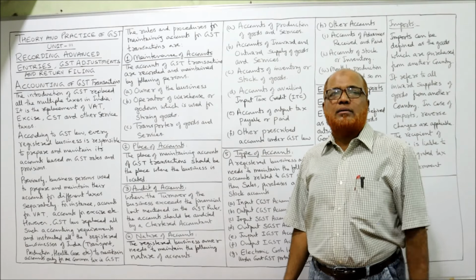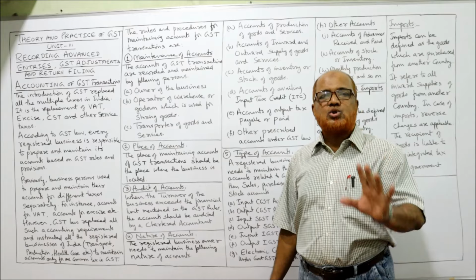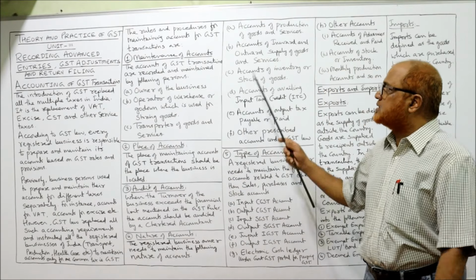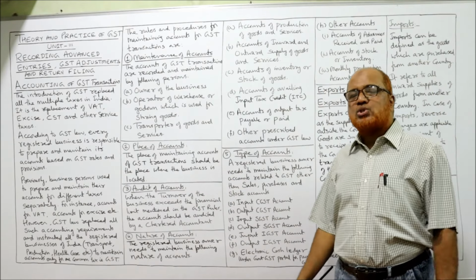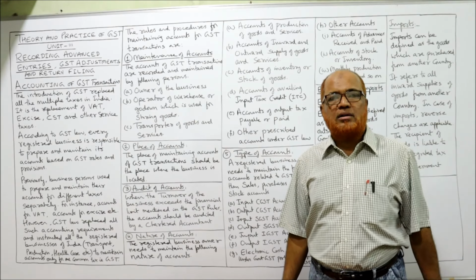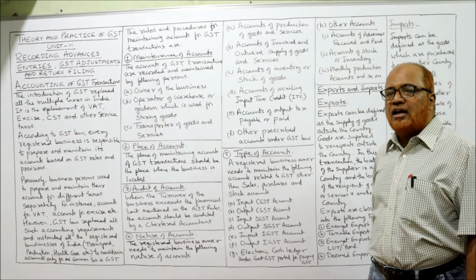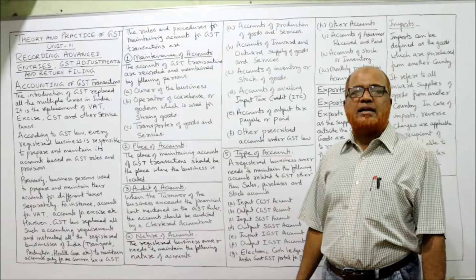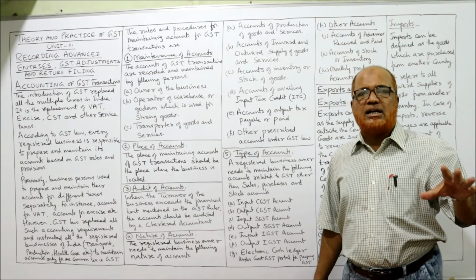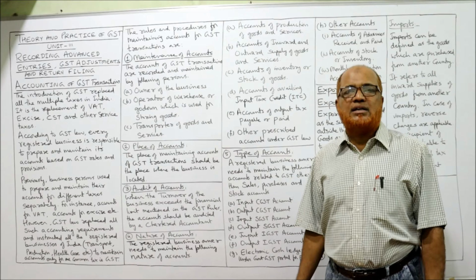Inward and outward: inward means purchases, outward means sales. So accounts should be maintained for all inward supplies as well as outward supplies. Third, accounts of inventory or stock of goods; that should be maintained. Fourth, accounts of availing input tax credit, ITC. This is very, very important because registered dealers or registered businesses will get the benefit of ITC.